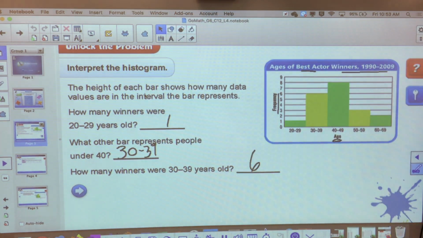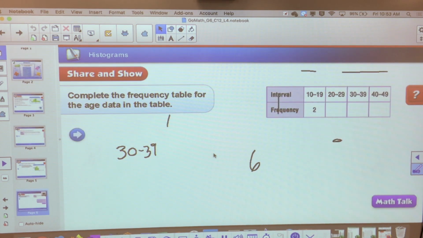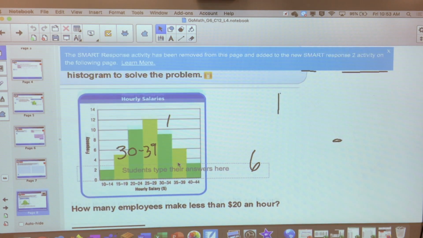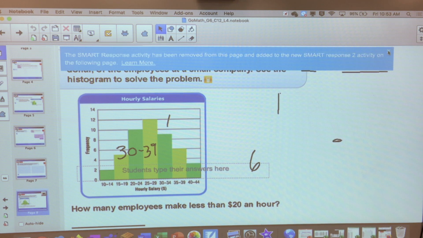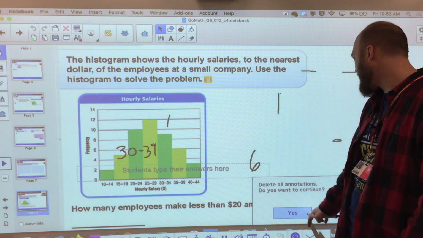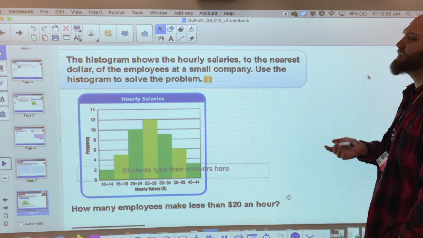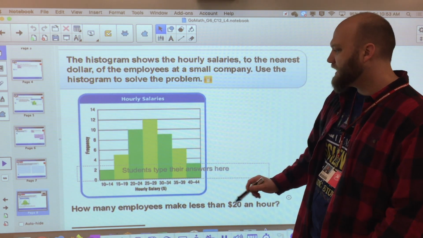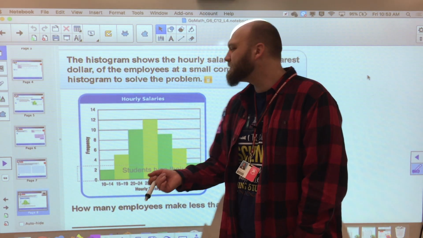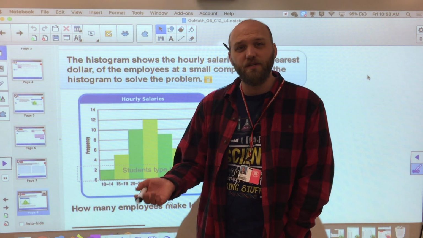So let's take a peek at one more. And I move over here. Histogram shows hourly salaries. That's kind of hard to say, hourly salaries. To the nearest dollar of the employees of a small company, use the histogram to solve the problem. So what I end up with is between $10 to $14 an hour, there's only 2 employees that make that. Between $40 and $44 an hour, there are 3 employees that make that.